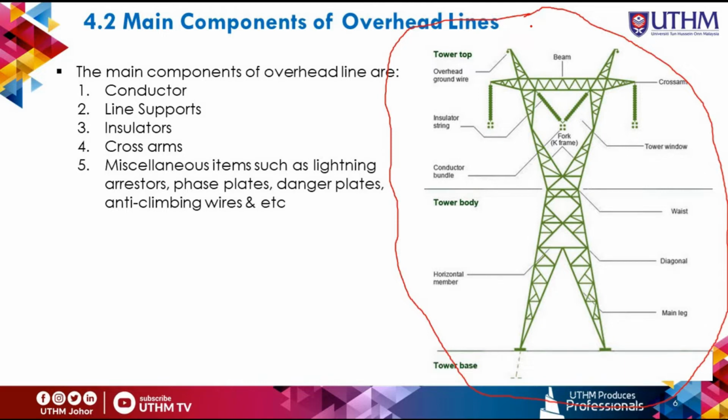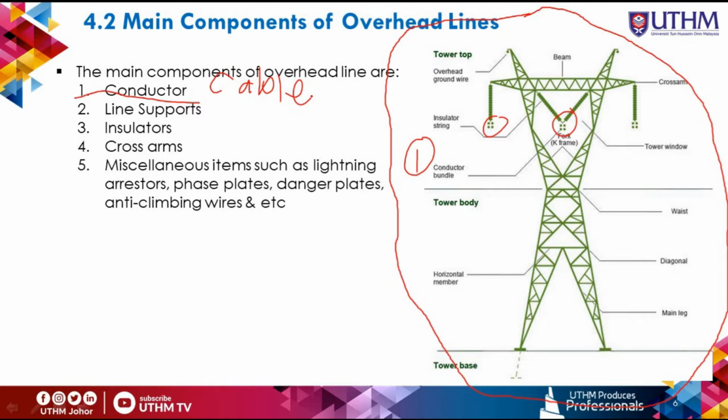So in general, the main components of an overhead line are, the first one is the conductor. So which one is the conductor? Conductor here, this one, number 1, this is the conductor. The purpose of these conductors is to carry the electric power from the sending end station to the receiving end station. That is the conductors, or we call as the cable.